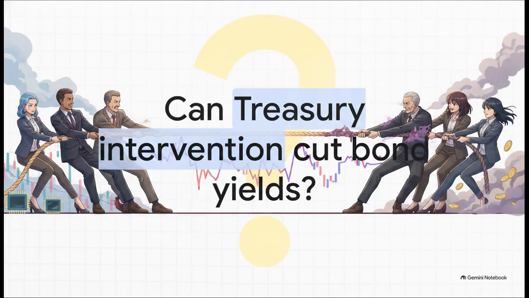We're left looking at a massive macroeconomic tug-of-war. Can the Treasury's short-term stabilization intervention actually lead to a structural, long-term decline in bond yields? Or will these unconstrained spending deficits and relentless long-term debt pressures inevitably pull those yields right back up?